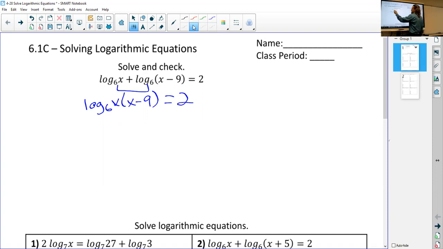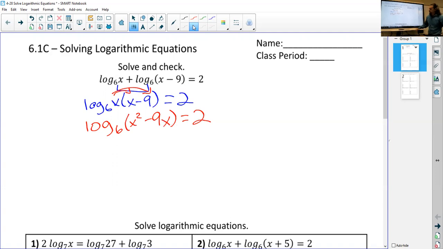Okay. Let me just do a little bit of algebra here. We're going to distribute this x out. So this is going to be log base 6. X times x is x squared. X times negative 9 is negative 9x. Still equals 2. Okay. So at this point, we have one logarithm.